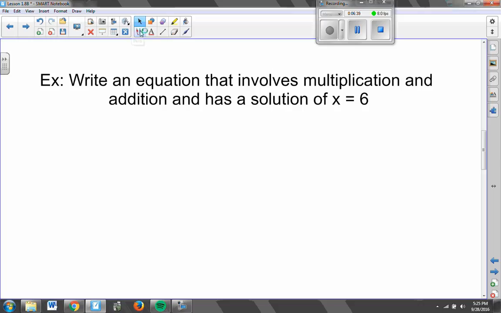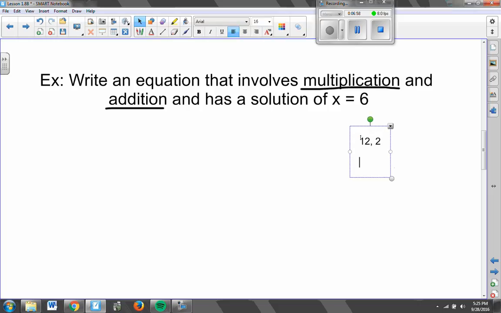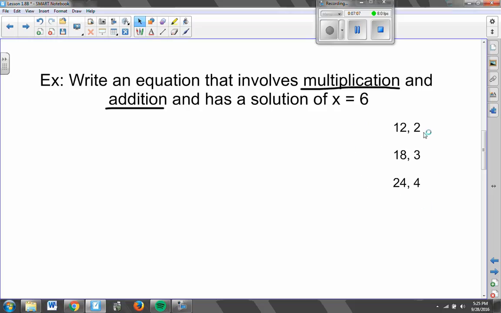So the opposite of multiplication is division, and the opposite of addition is subtraction, okay? So think of two numbers that when we divide, we get an answer of 6. Numbers that we divide and get an answer of 6 would be maybe 12 divided by 2, or 18 and 3, or 24 and 4, something like that. So we're going to do something with these numbers, maybe 2 times x or something like that.